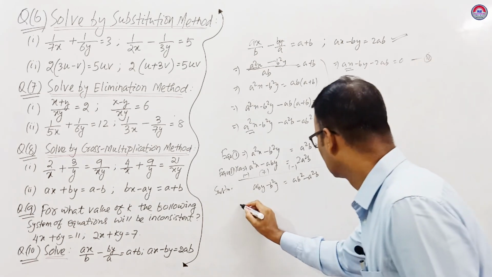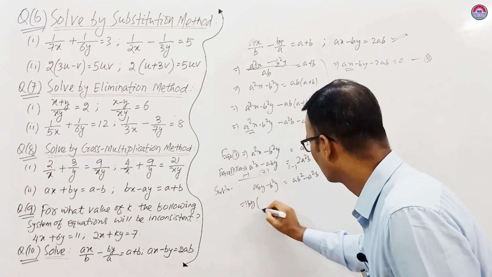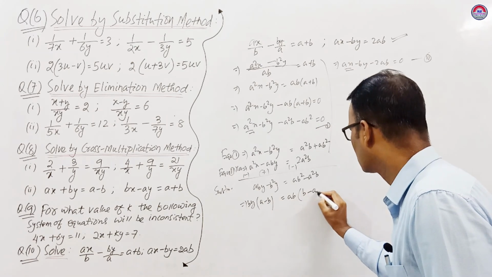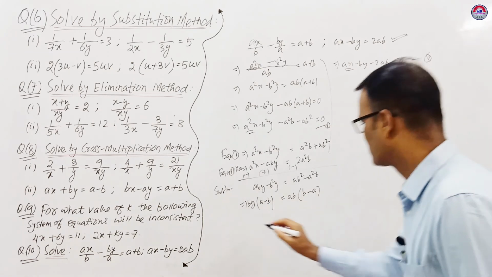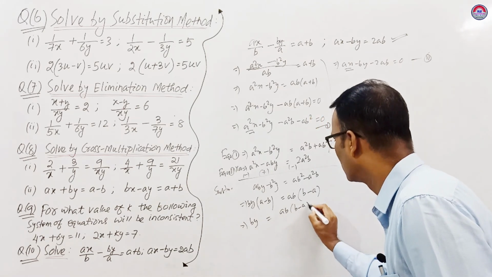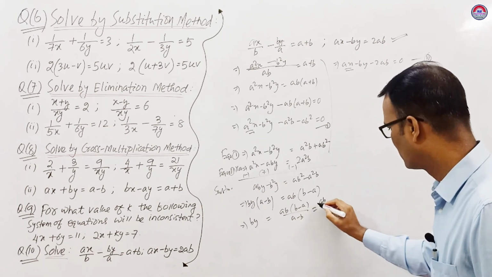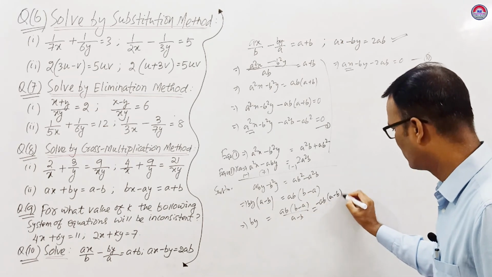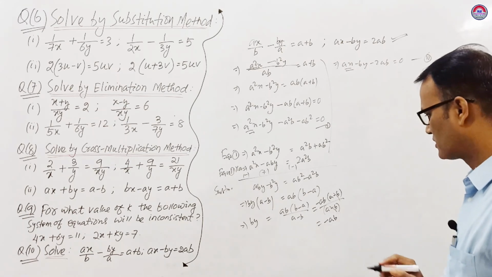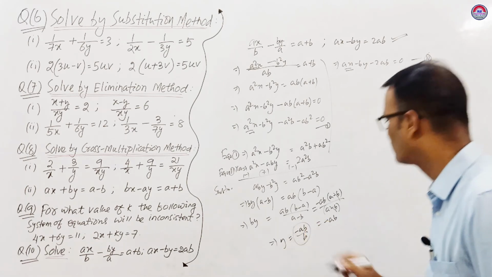Then we take common by, so it becomes a minus b. On the right, if we take ab, it is b minus a. So by is equal to ab into b minus a divided by a minus b. If we take minus common, it becomes minus ab. Then y equals minus ab by b. That is the value of y.